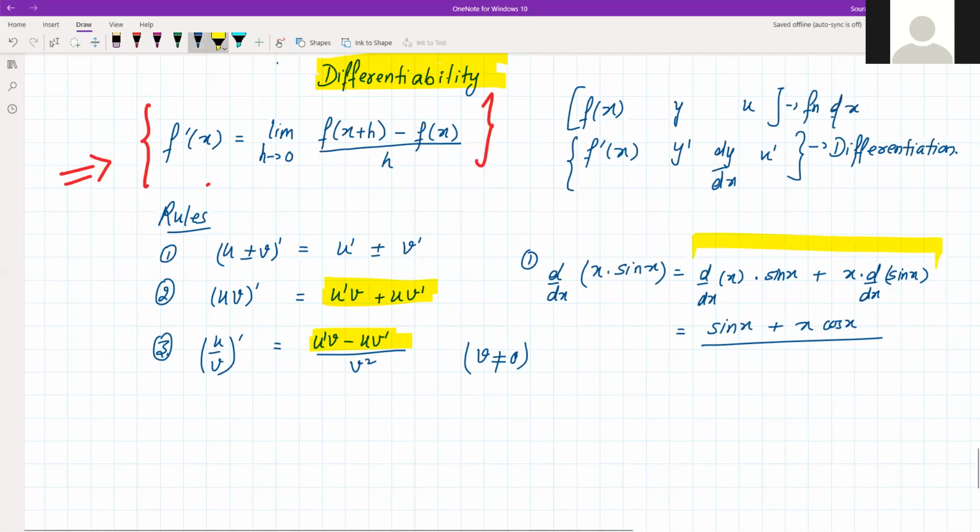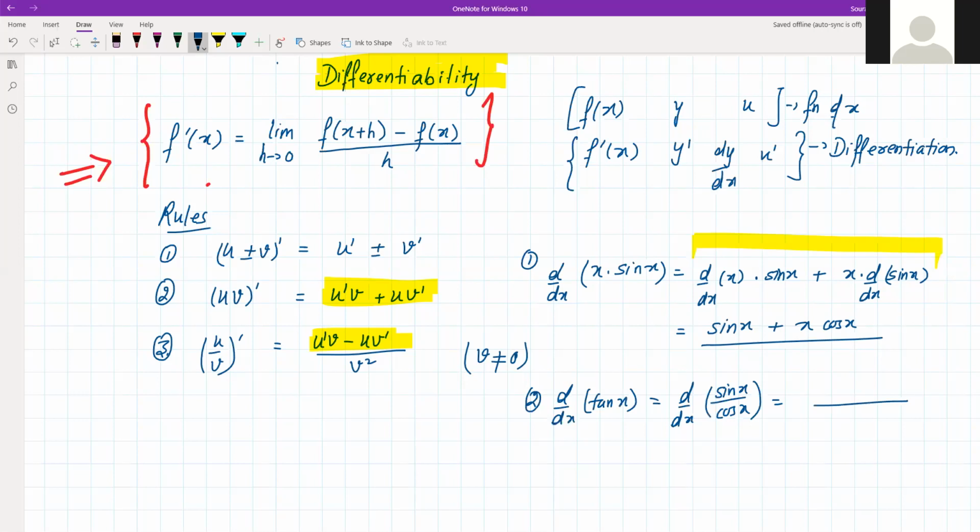Now, an example of this. Say for example, we have to find d by dx of tan x. Suppose we know the differentiation of sine x and cos x, but we don't know the differentiation of tan x. So this is nothing but d by dx of sine x by cos x. So what will that be? This will be something divided by cos square x.